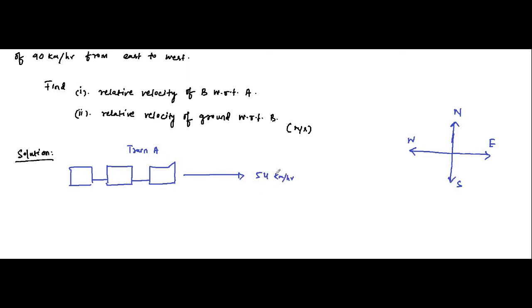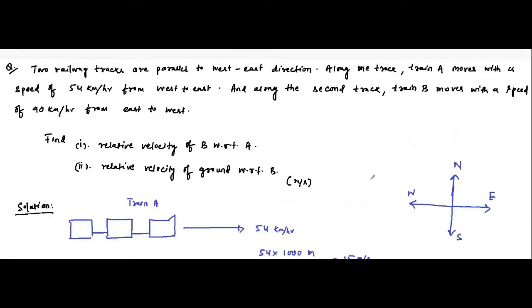Let us convert directly to meter per second because we have been asked to give the result in terms of meter per second. So it will be 54 into 1000 meters. 1 hour is 60 minutes, 1 minute is 60 seconds, so it will be 60 into 60 seconds. So it is coming around 15 meters per second. Okay, this is the velocity of train A in meters per second.